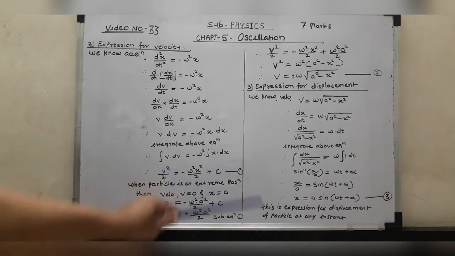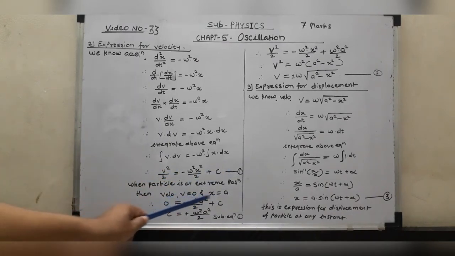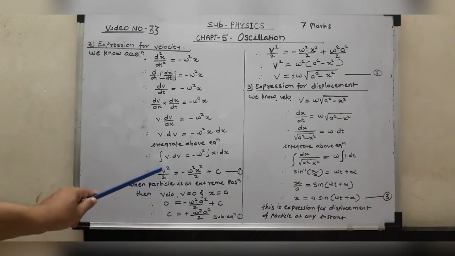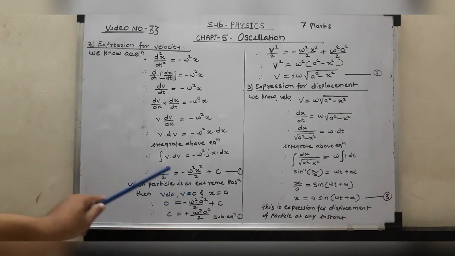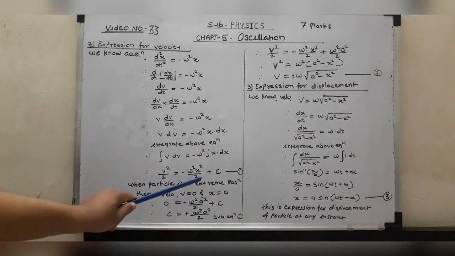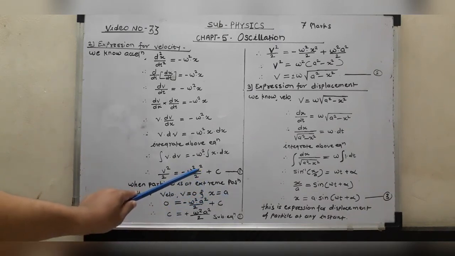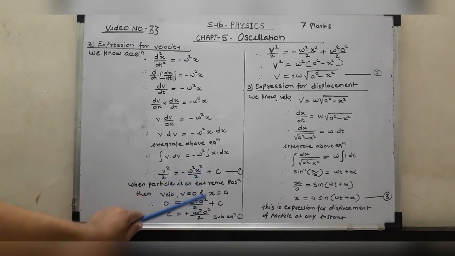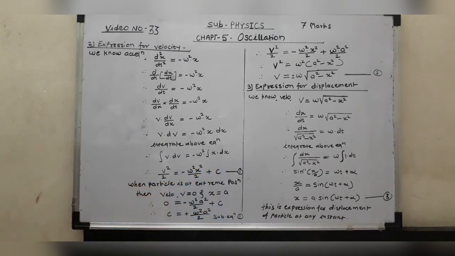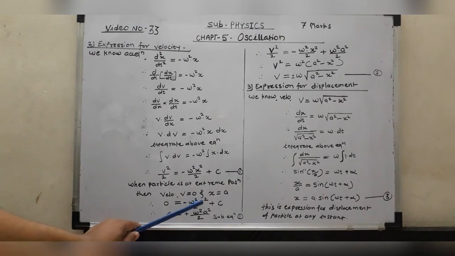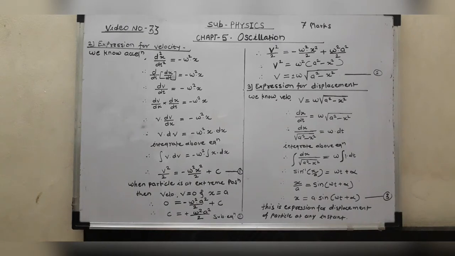So we substitute x is equal to a and velocity v is equal to 0 in the above equation. Substituting these two values, v square upon 2, that is 0 upon 2, is 0. Then instead of x we write a, so minus omega square a square upon 2 plus c. Taking the minus omega square a square by 2 to the other side, the sign becomes plus. Therefore the value of c is equal to plus omega square a square upon 2.